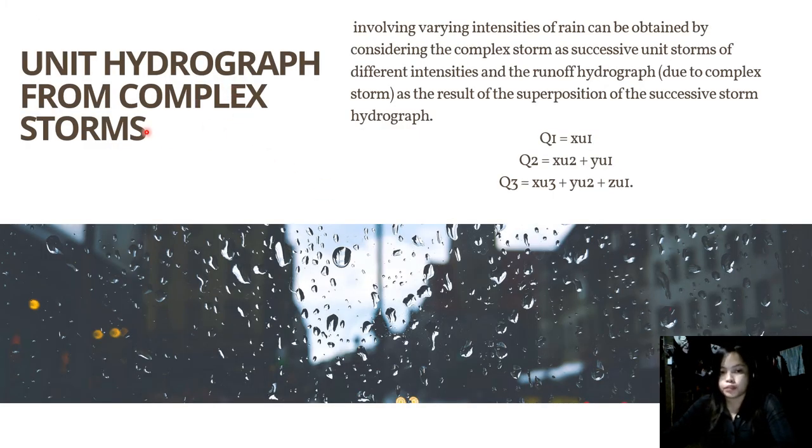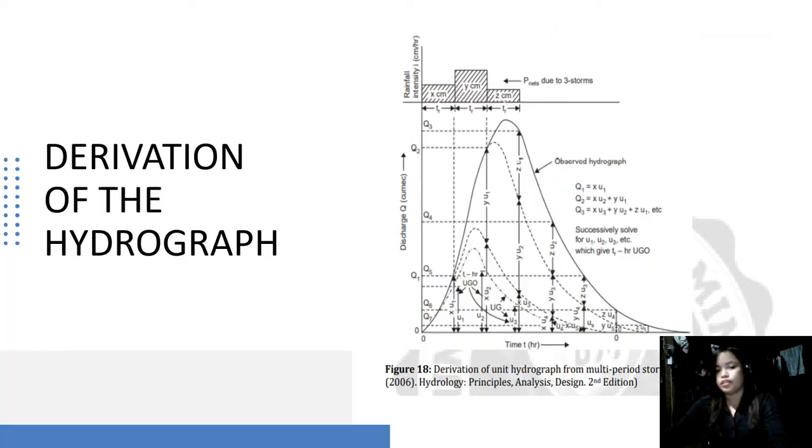The unit hydrograph from complex storms involving varying intensities of rain can be obtained by considering the complex storm as successive unit storms of different intensities, and the runoff hydrograph due to the complex storm as the result of the superposition of the successive storm hydrographs. So here's the formula. Q1 is equal to X U1, and Q2 is equal to X U2 plus Y U1. Q3 is equal to X U3 plus Y U2 plus Z U1. So this is the derivation of the hydrograph here.